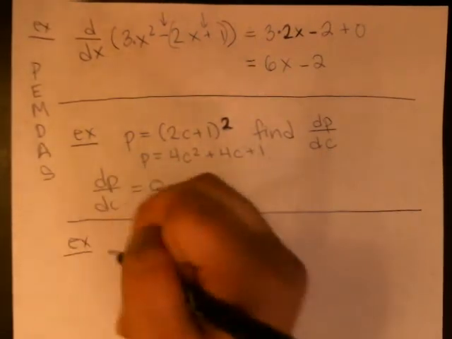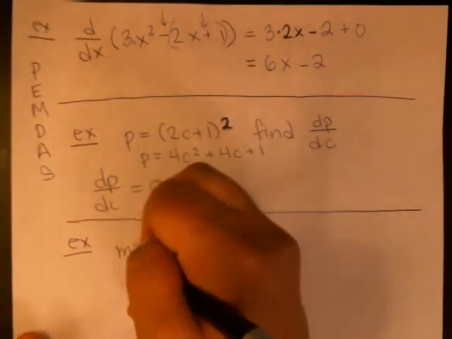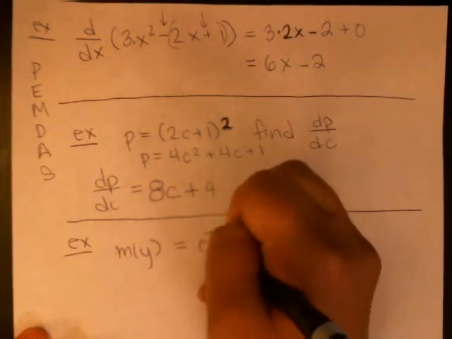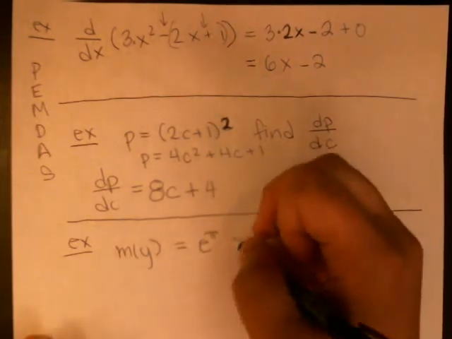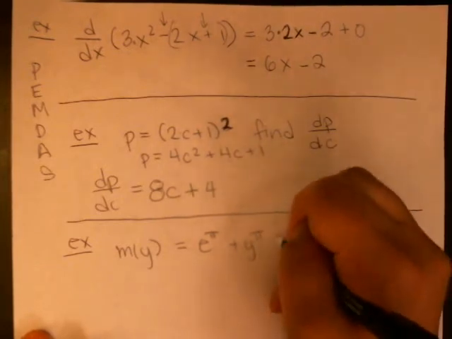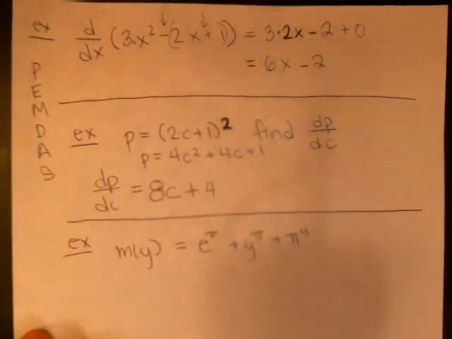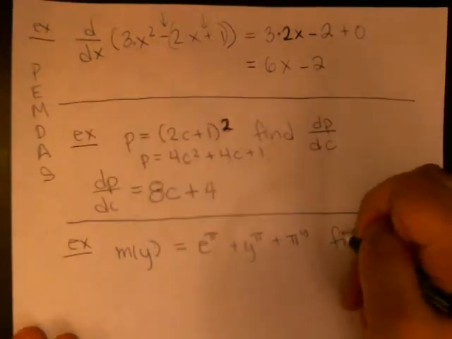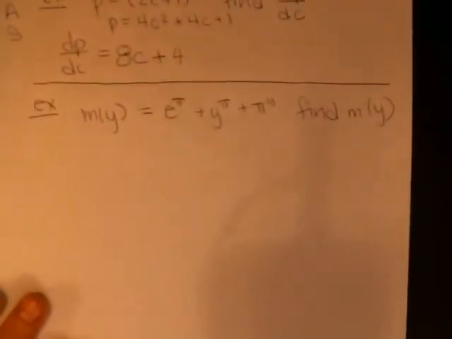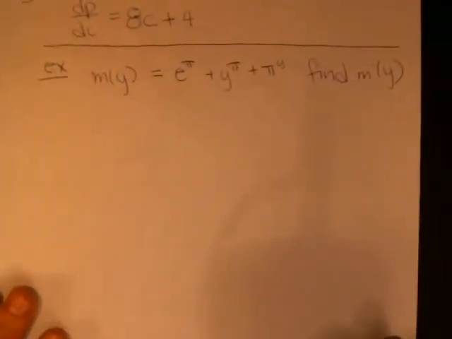Okay, a couple more. Some of these just look trickier than they really are, and this is one. m of y is equal to e to the pi plus y to the pi plus pi to the y. And I want to find m prime of y.